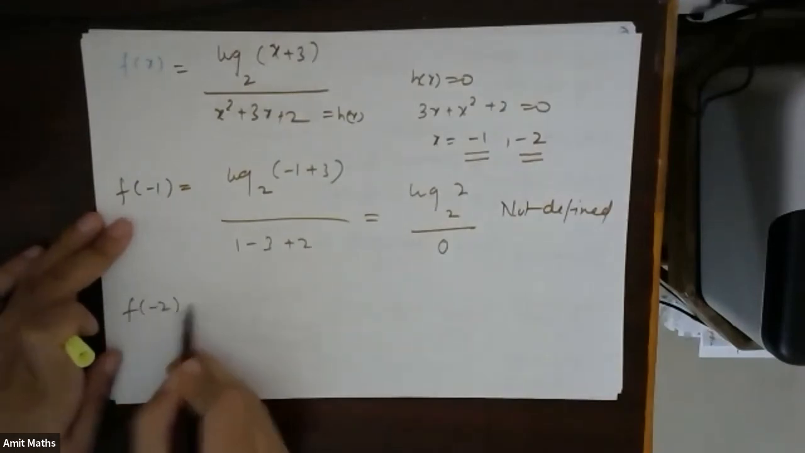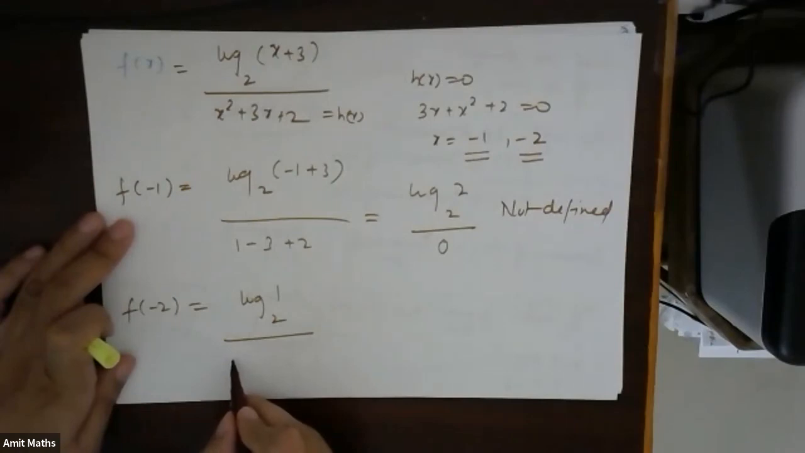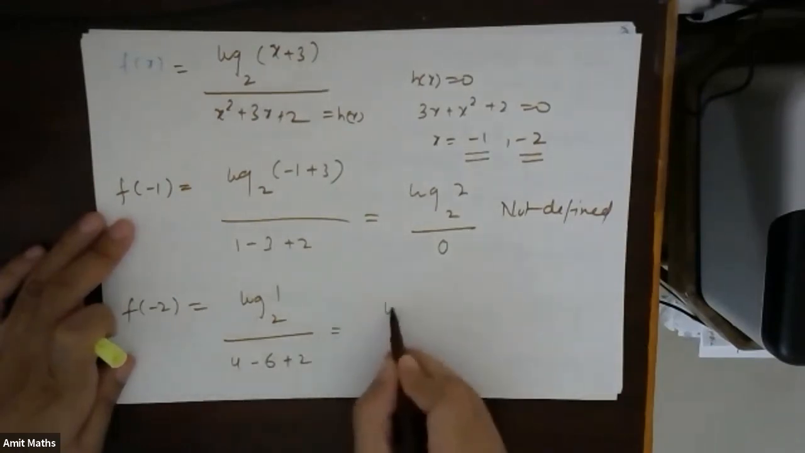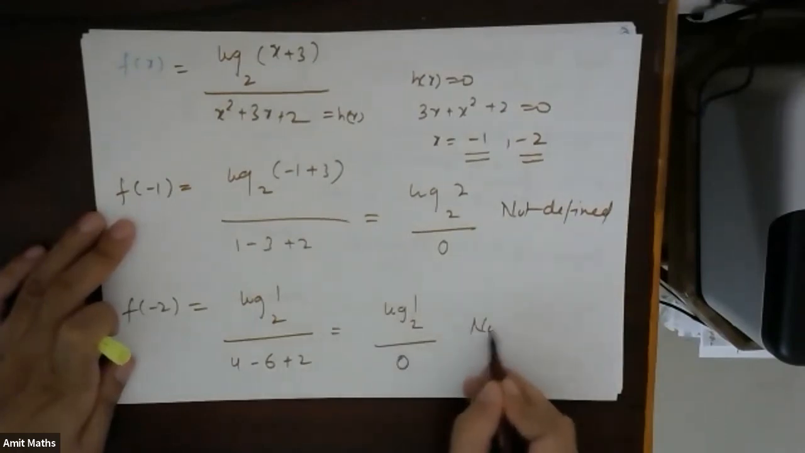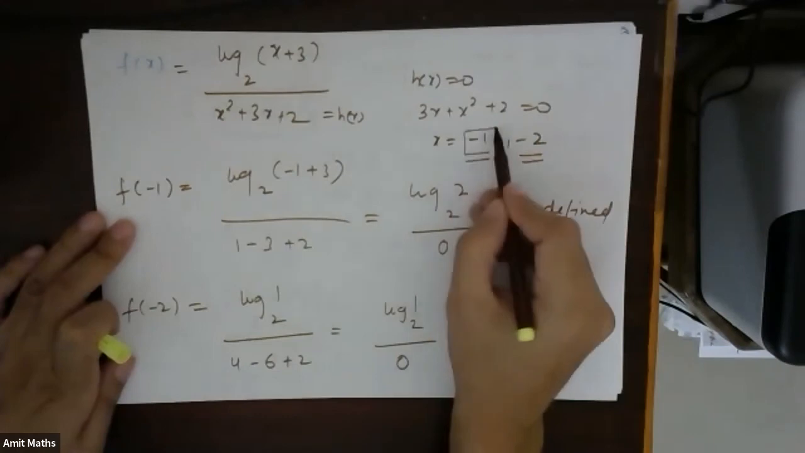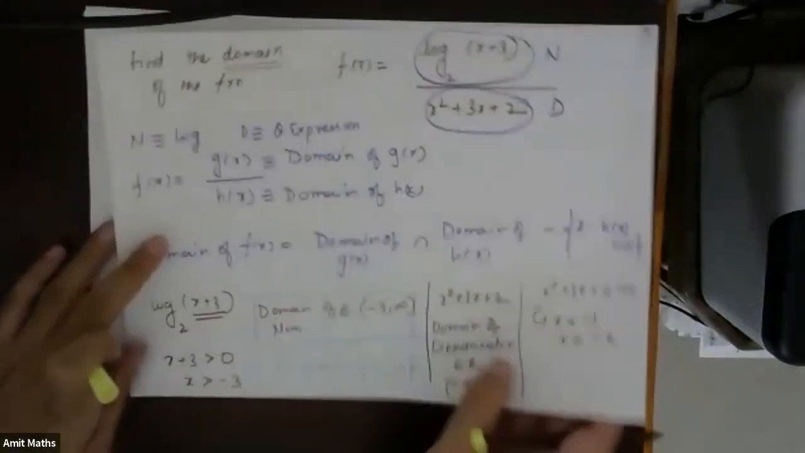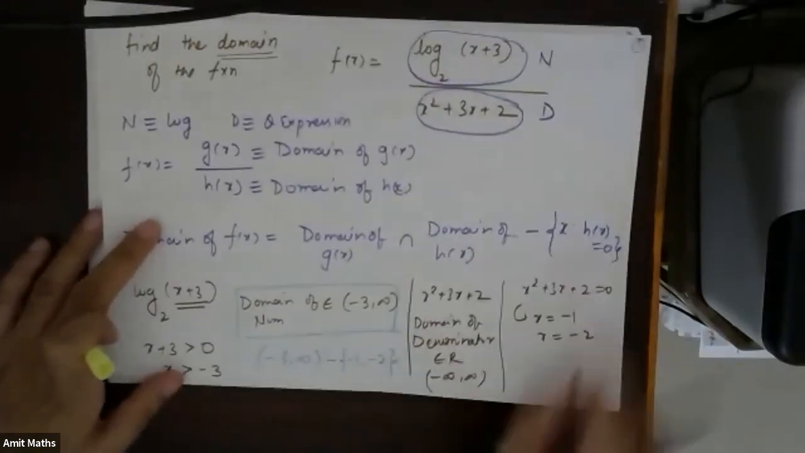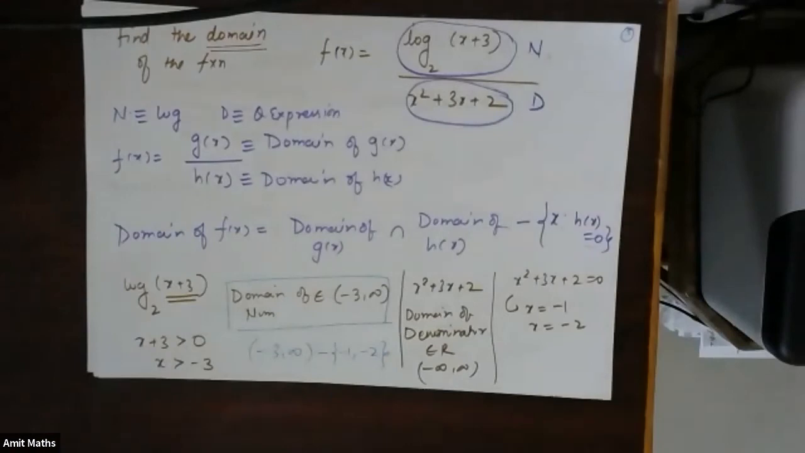F of minus 2 will be log 1 base 2 upon 4 minus 6 plus 2. This will be log 1 base 2 upon 0. This is also not defined. So I will remove this minus 1 and this minus 2 from the domain. That is why I have removed minus 1 and minus 2. That is what this means by when h of x is equal to 0. I hope this is clear now. Okay, let's move on to the next example.